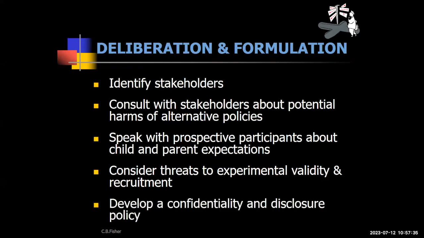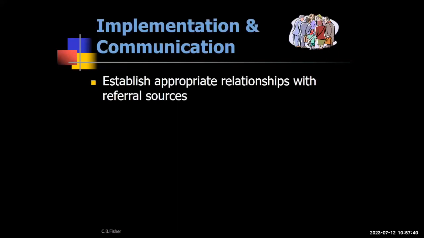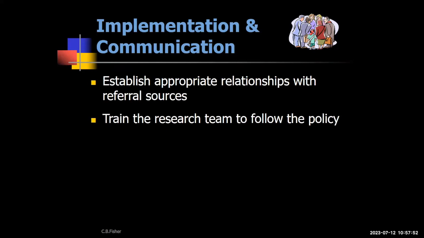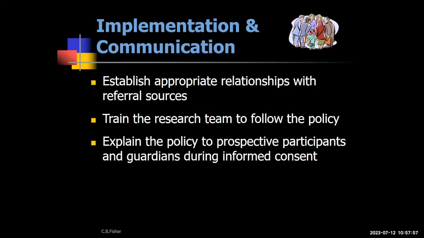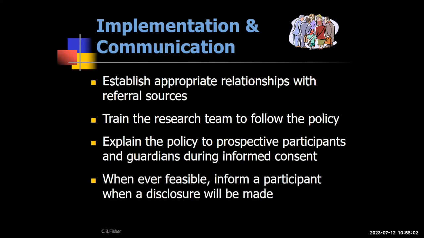And then obviously develop a confidentiality and disclosure policy. Then you have to implement and communicate. So establish the appropriate relationships with referral resources, because if something occurs and you have to do something, you need to already have a relationship. Train the research staff to follow the policy, whatever it might be. Explain the policy to prospective participants and, as I said, guardians, because I do that kind of work. And whenever feasible, inform a participant when a disclosure has to be made, so that they are prepared.